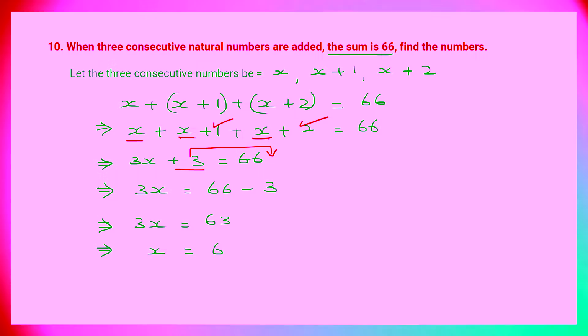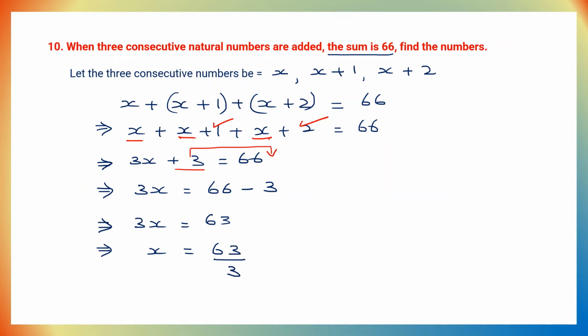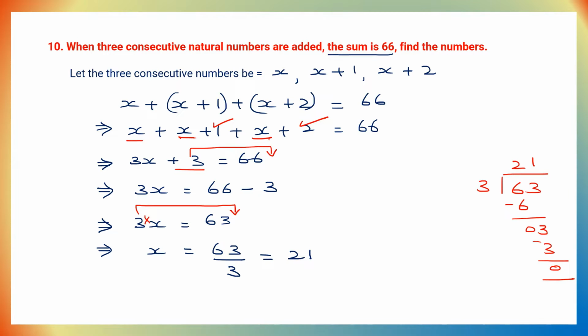Therefore, let's find the value of x. x will be 63 divided by 3, because here it is multiplication and I'm transposing it to the right side, so it becomes division. So let's divide 63 by 3. 3 twos are 6, minus, and I bring down 3. 3 ones are 3. So x is equal to 21.